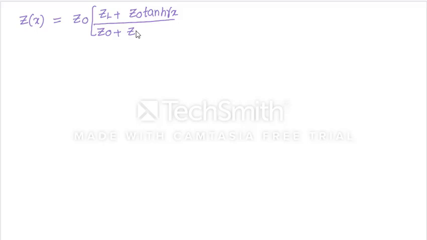Now let us do a little more analysis about these impedances. As we have seen, the Z of x expression is equal to Z0 into ZL plus Z0 tanh(γx), divided by Z0 plus ZL tanh(γx).